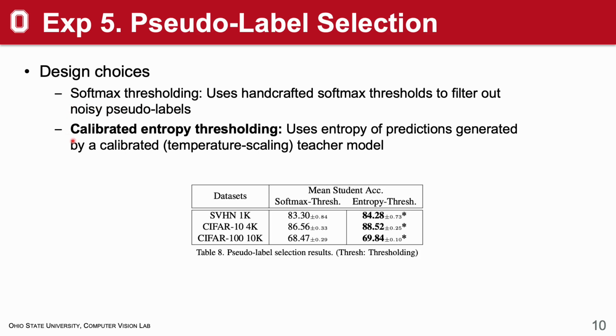We further test our proposed calibrated entropy thresholding module that applies temperature scaling to calibrate the teacher model before generating pseudolabels. We then use the entropy of the calibrated pseudolabel predictions to threshold the pseudolabel examples and compare this with the naive method of using handcrafted softmax thresholds to filter out noisy pseudolabels. We found that our calibrated entropy threshold was a better metric to assess the confidence of these models, performing significantly better on all three datasets. Hence, we added our calibrated entropy thresholding approach to the list of the best selected components.